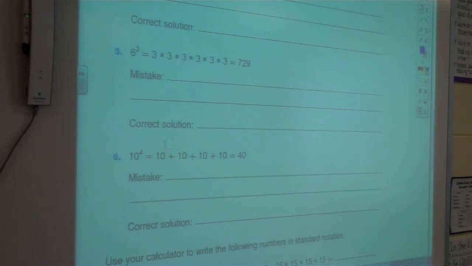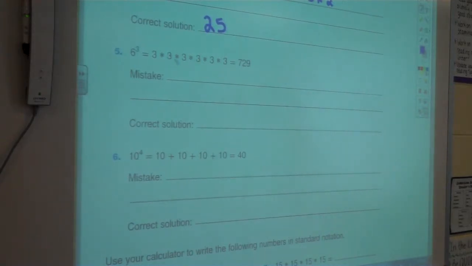Okay, right. So it should equal 25. It should say something like 5 squared equals 5 times 5. So the correct solution is 25. 5 squared equals 5 times 5, not 5 times 2. So as long as you're clear with what it means, it's okay.